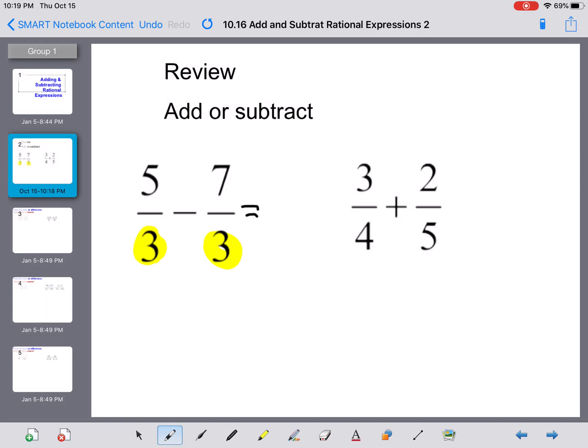So we can just do the math with the numerators, which would be 5 minus 7 would be negative 2, and our common denominator will stay the same. Can't do any reducing, so that would be our final step.